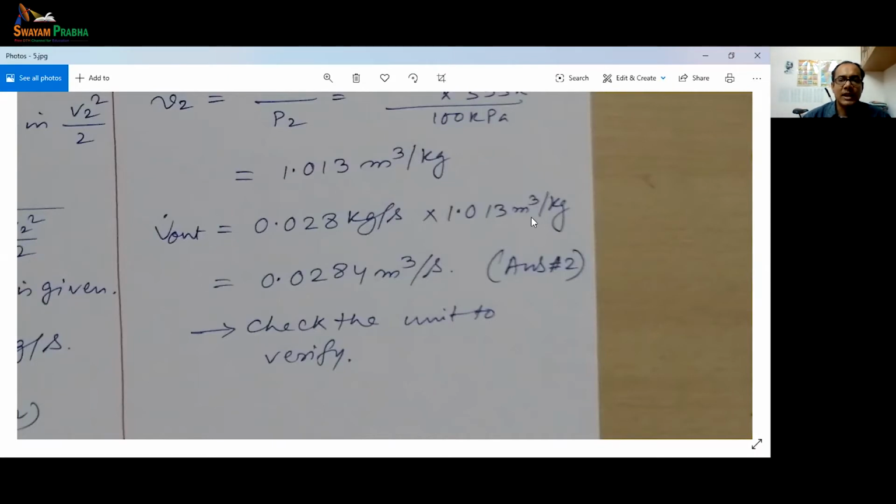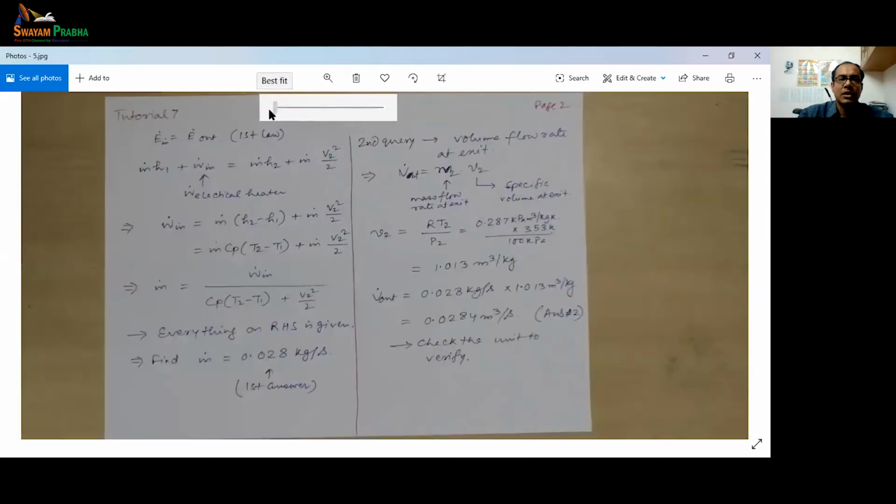Okay, so basically if you have this habit of checking the units, you will find that often we make mistakes. You can find those mistakes by checking the units. So please make it a habit of checking units in each step of your problem.